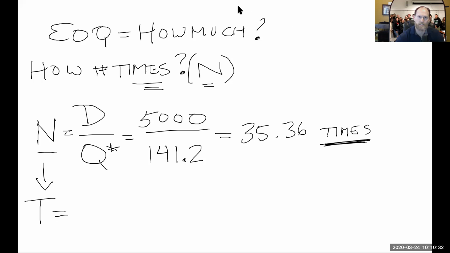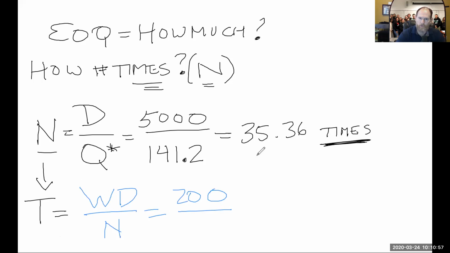I'm just going to change my color because I'm kind of going monocolor here. So to determine T, I would need that number of work days, and I'm going to divide that by N. So in our example, the swingers work 200 days per year, and they order 35.36 times throughout the year.